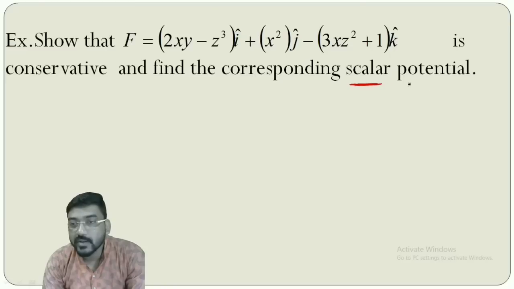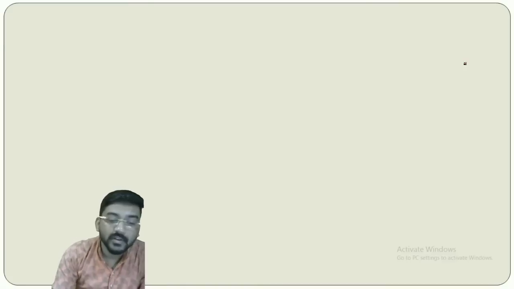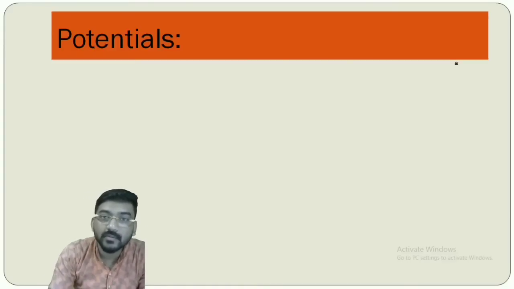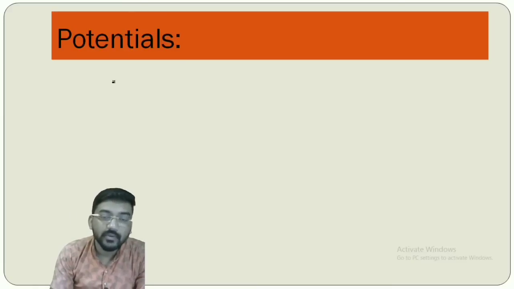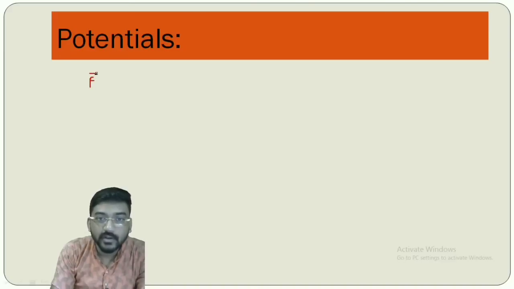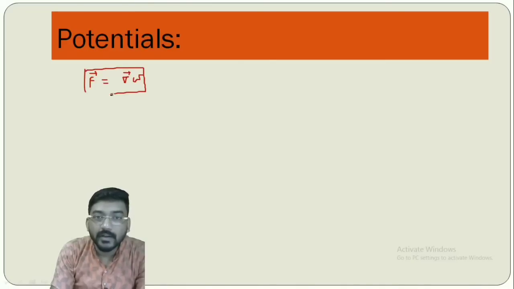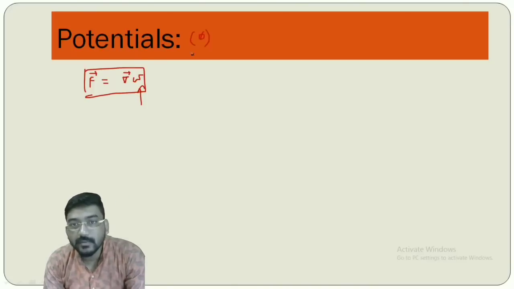So how can we find the scalar potential? Let me understand about potential now. What is potential actually? Potential is nothing but the work done, but we have seen that f is equal to gradient of w. If we find w, then we can easily find out the potential phi. Potential is sometimes represented by phi.